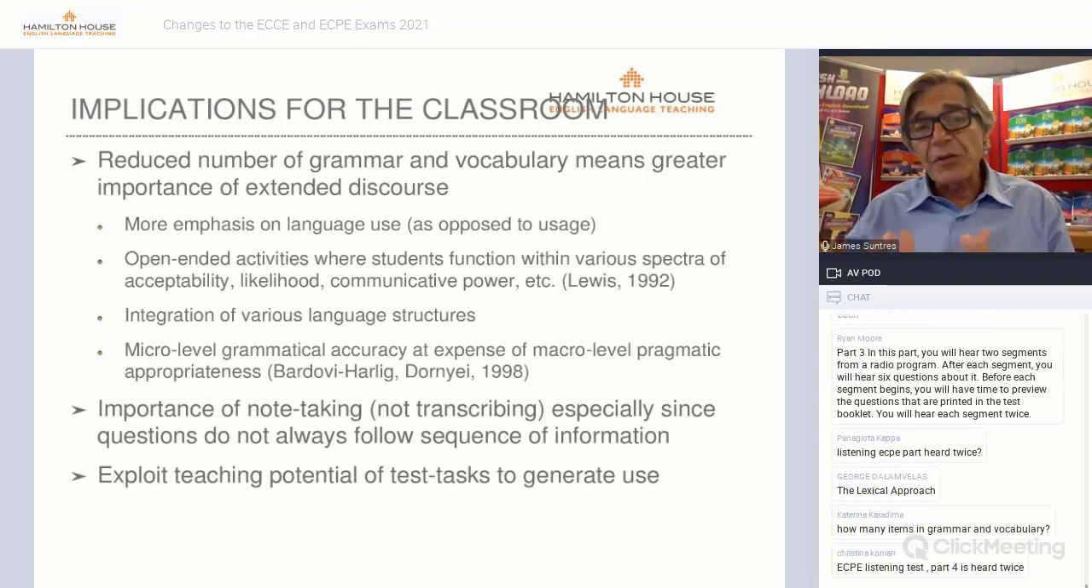Also, we have to try and integrate various language structures in communication and make students understand how different language structures co-occur when we communicate. Most of the grammar books today do have that, I'll admit.